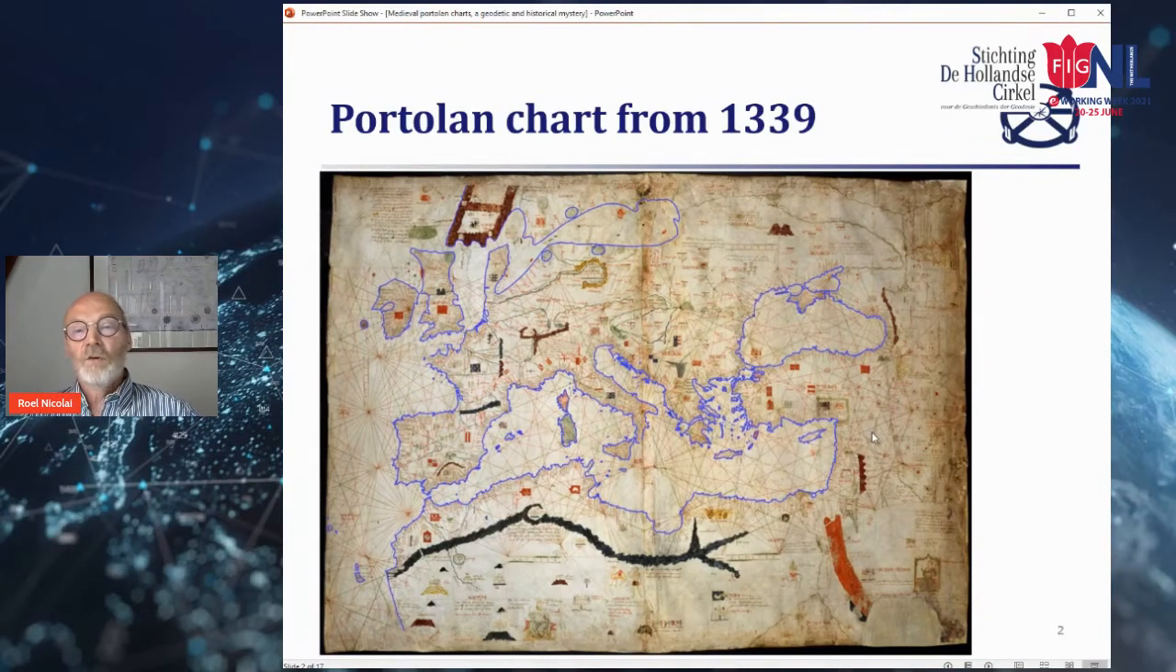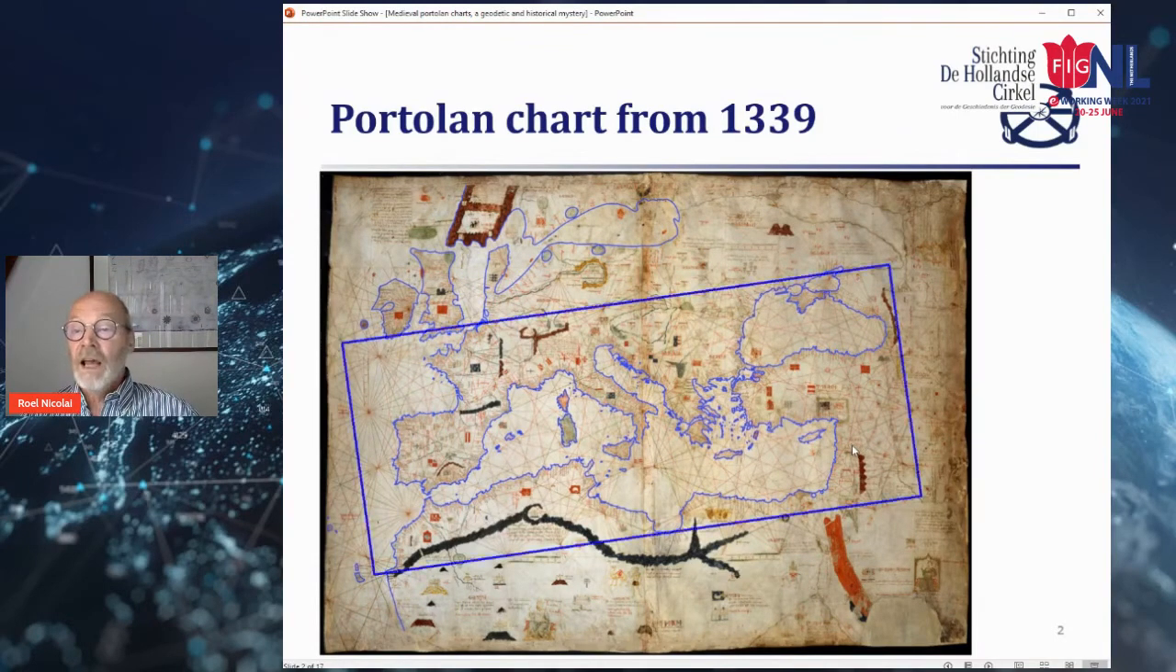They show with an astonishing degree of realism for a medieval map the Mediterranean, the Black Sea and the Atlantic European coast as far as the Netherlands actually, reasonably accurately. They're in fact only accurate within this blue rectangle. Outside that, the coastlines become sketchy. This particular chart measures about 1 meter by 75 centimeters, which is fairly typical for a portolan chart.